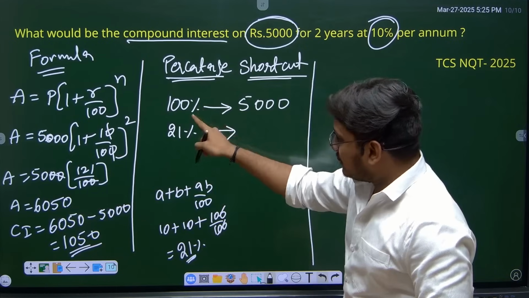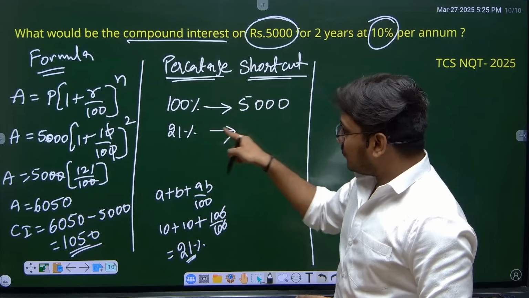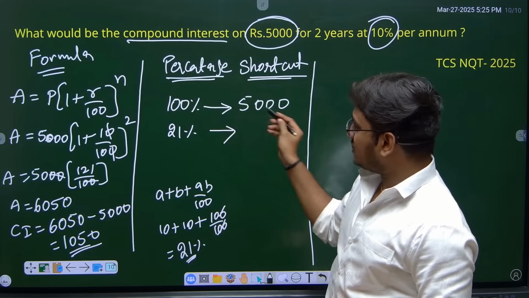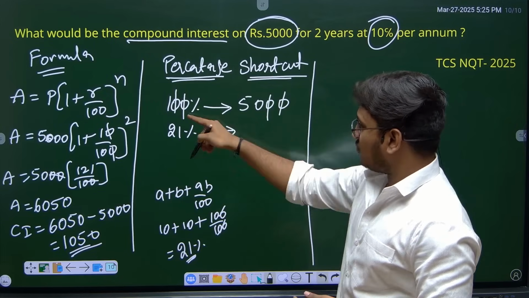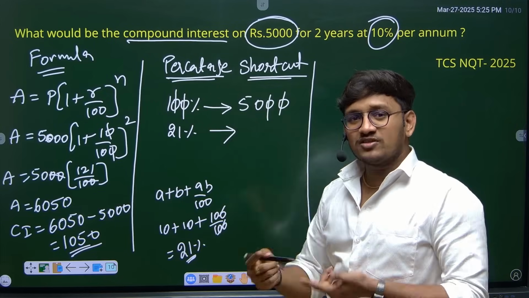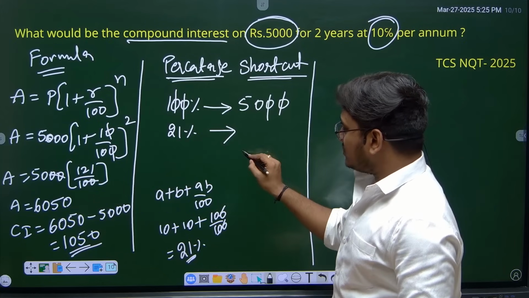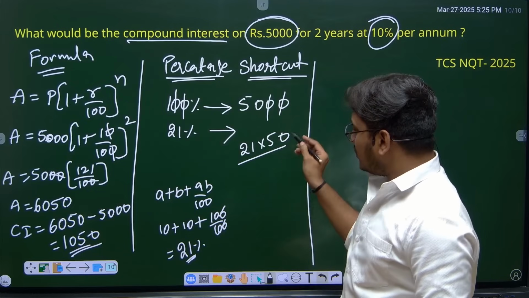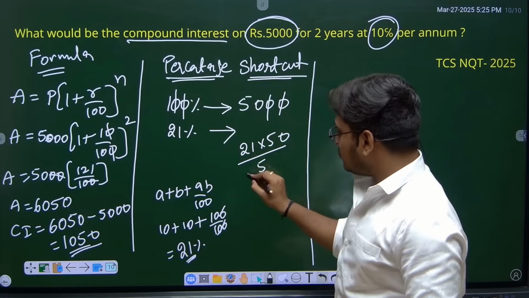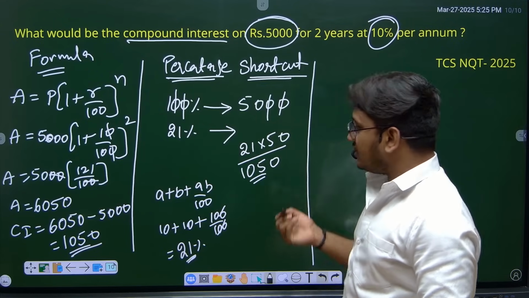If 100% is 5,000, 21% is how much? If 100% is 5,000, can I say that 1% is 50, with the zeros cancelling? So when 1% is 50, what is 21%? Just multiply 21 into 50. 5 ones is 5, 5 twos is 10. That's it, 1050 is the answer.